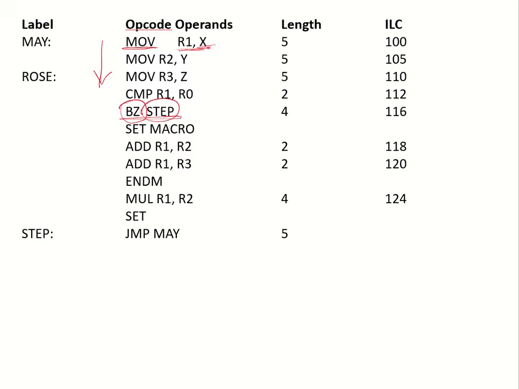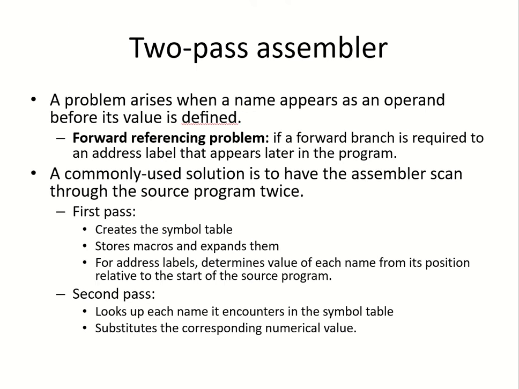The assembler does not know what step is referring to. Because step is lower down the program, it has not been encountered by the assembler as yet, so the assembler does not know the value of the step. This is called a forward referencing problem. If a forward branch is required to an address label which appears later in the program, the value of that address label is not known.